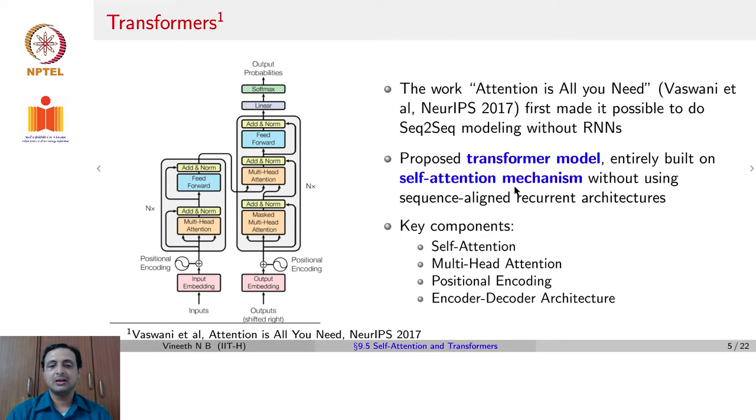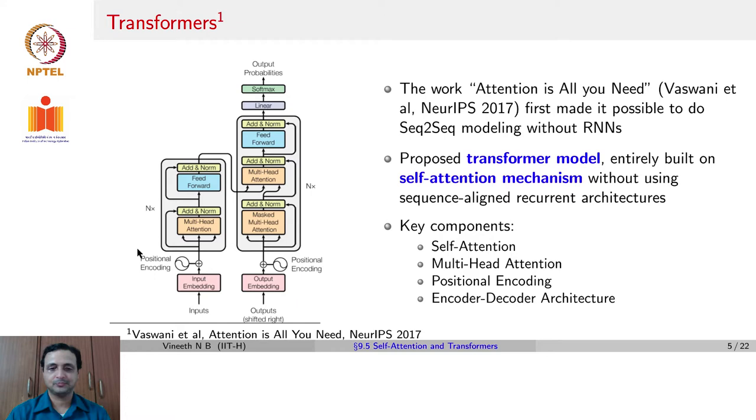There were a few key components of this architecture: a concept known as self-attention, then multi-head attention, positional encoding, and an overall encoder-decoder architecture. We'll see each one of these in detail. What you see on the left here is the overall architecture. Hopefully, this would become clear over the next few slides.